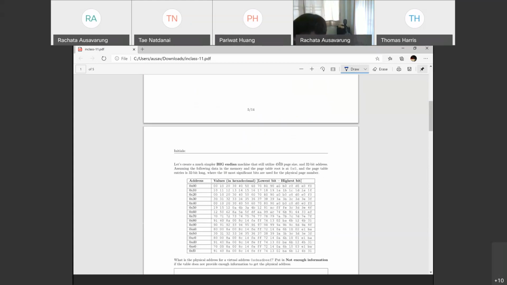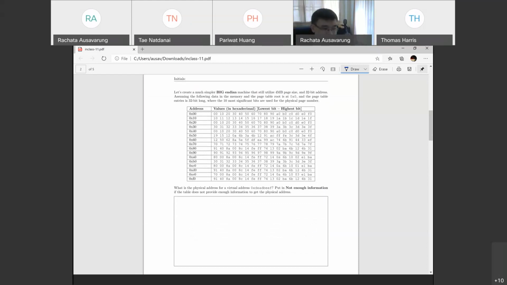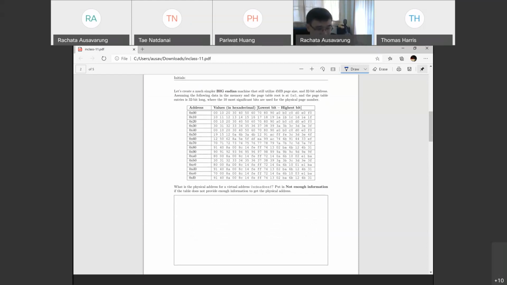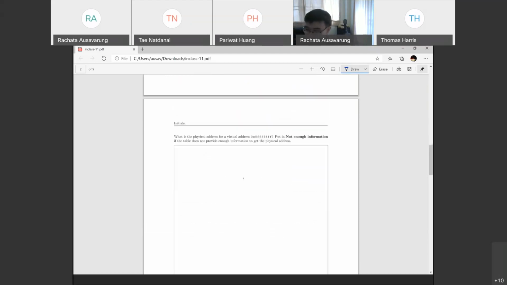This is the part that you might be intimidated by because I basically do a memory dump. I give you the values of these addresses. And then if I have a virtual address like this, what's my physical address? Given this virtual address, what's my physical address?